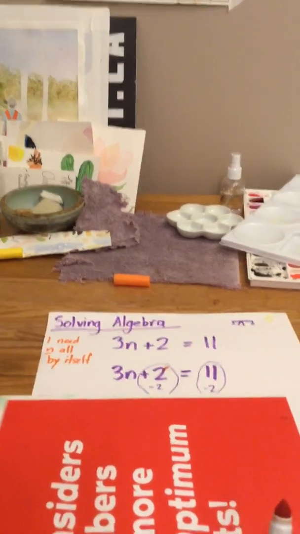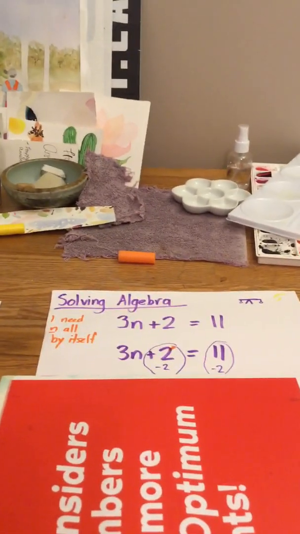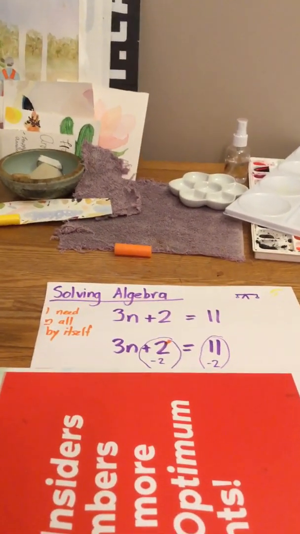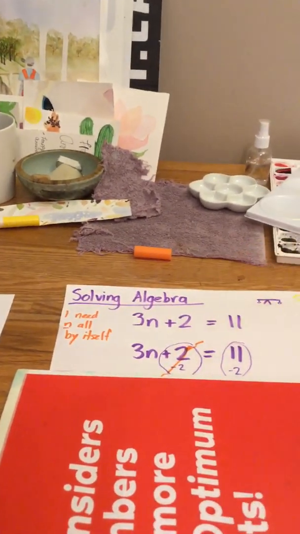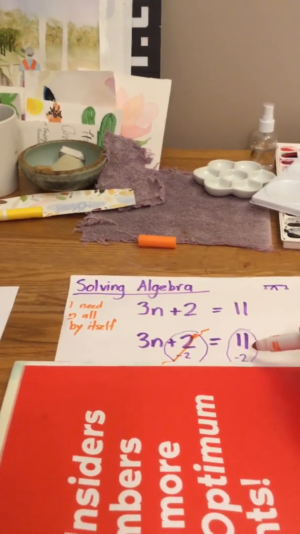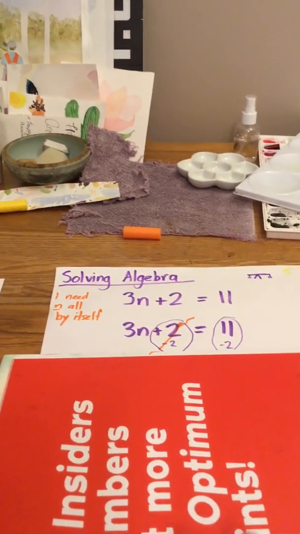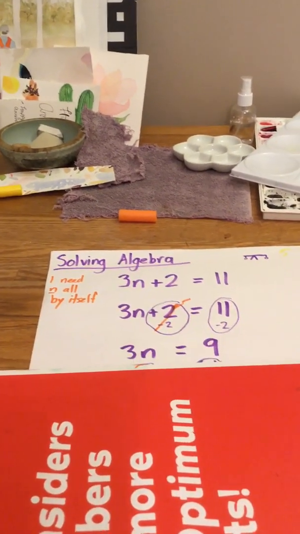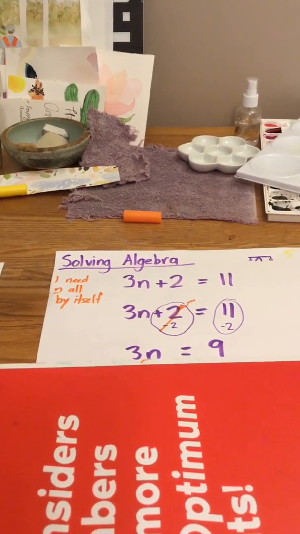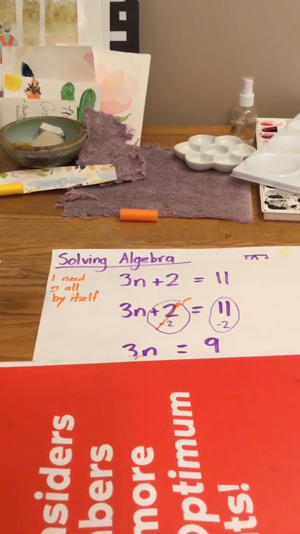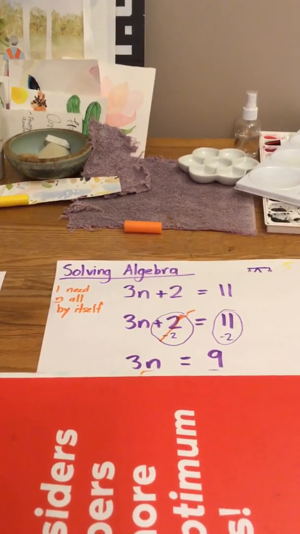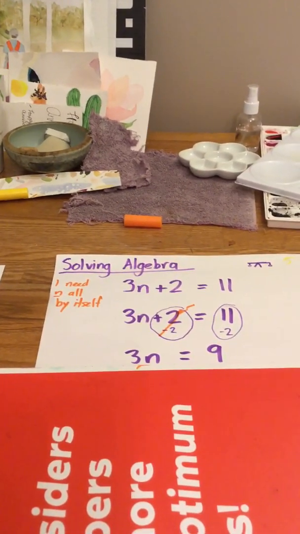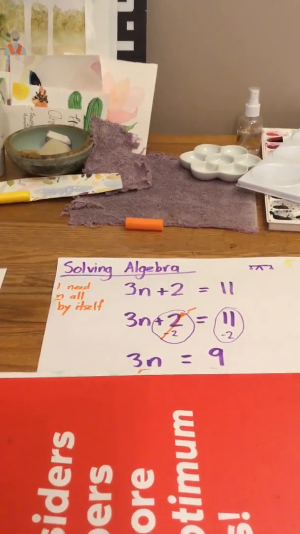Okay, so how do I get rid of adding 2? Well, I subtract 2. So if I subtract 2 from the left-hand side, I have to subtract 2 from the right-hand side. Okay, I rewrite my problem. My 3n now doesn't have the plus 2 attached. I've taken those 2 away, but because I took 2 from the left, I have to take 2 from the right. So now my 3n is equal to 9.